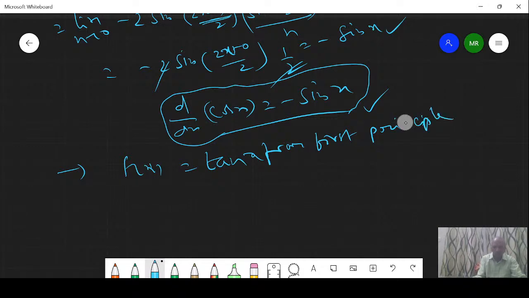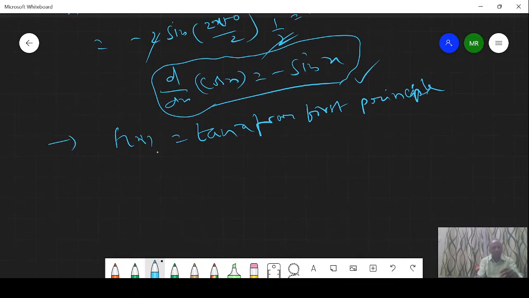They are asking from first principle only. What is the derivative of tan x from first principle? So when they ask for first principle, write the formula again: f'(x) equals limit h tends to 0 of f(x plus h) minus f(x) by h.